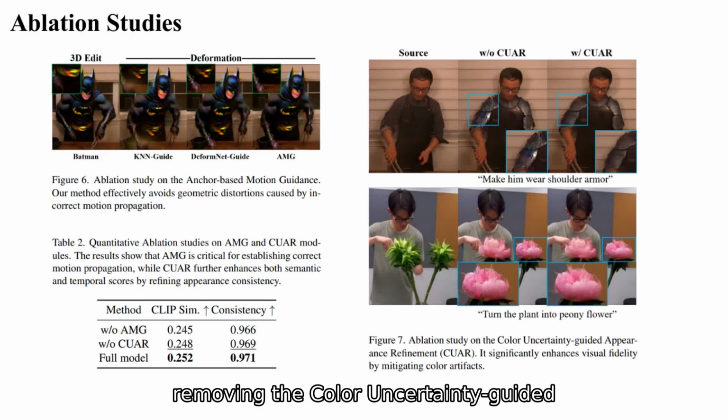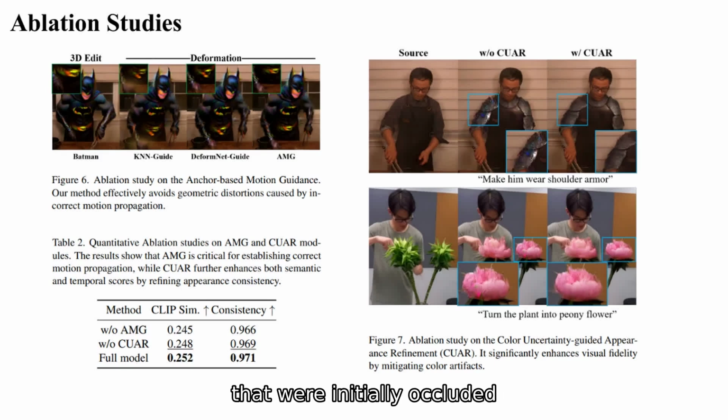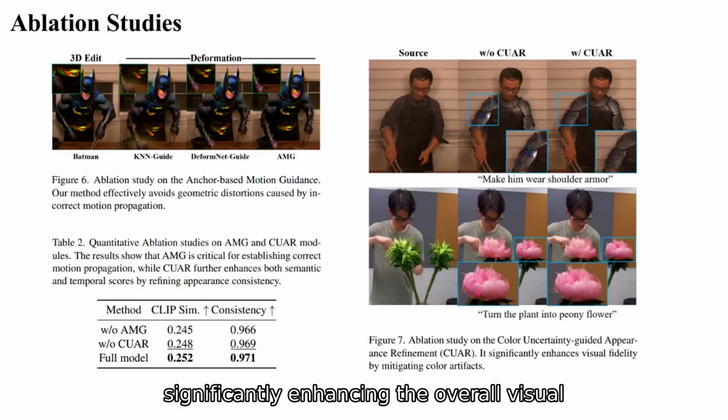Furthermore, removing the color uncertainty-guided appearance refinement results in visible flickering and anomalous colors in dynamic regions, especially in areas that were initially occluded. CUAR successfully identifies and suppresses these artifacts, significantly enhancing the overall visual fidelity.